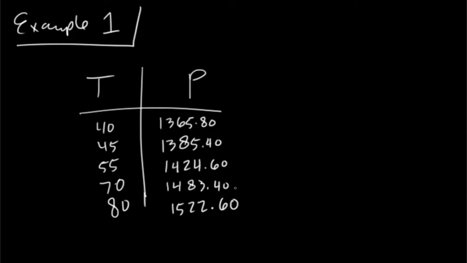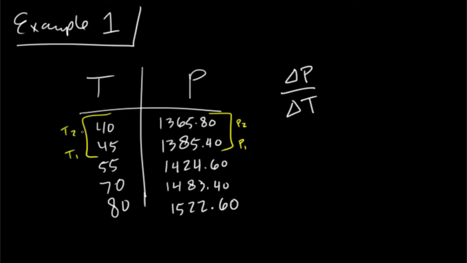Okay, so all we really need to do is calculate the slope and see if it's the same at different points. So in other words, we're doing the change in P over the change in T. Let's just pick these ones and see how that goes. I'm going to call this P1, P2, T1, T2. We're going to do something like P2 minus P1 over T2 minus T1.